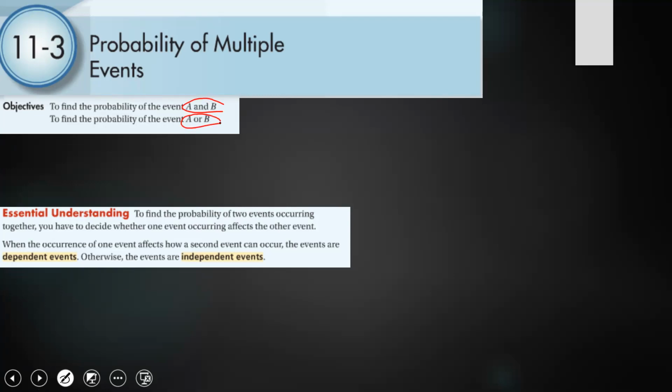Now, before we find the probability of two events occurring together, you have to decide whether one event occurring affects the other one or not. That means you have to define if these two events are dependent or independent.